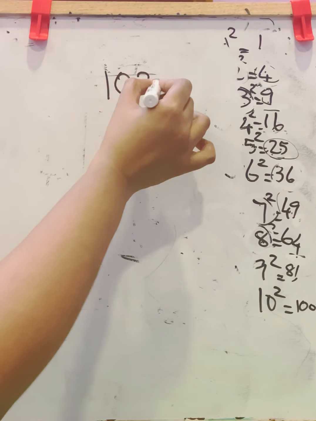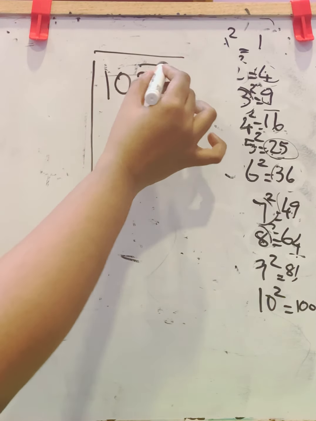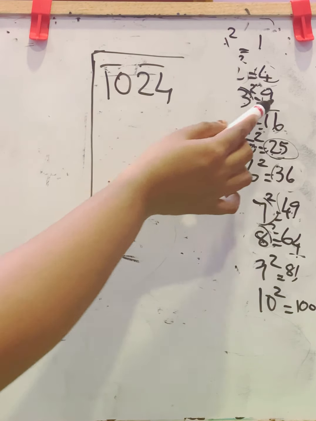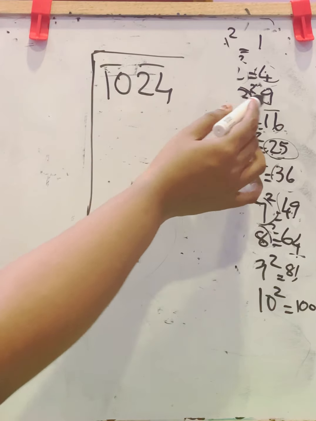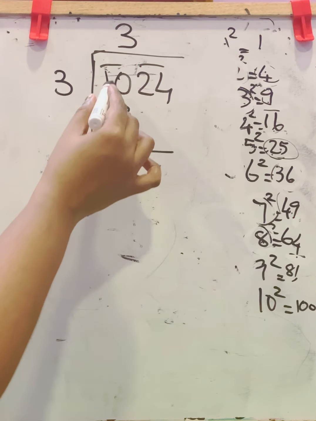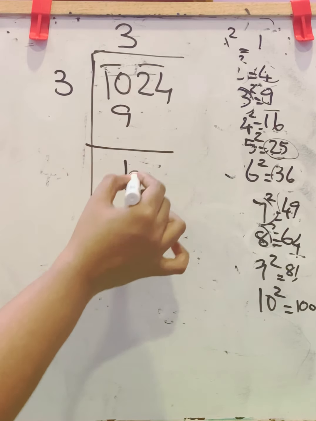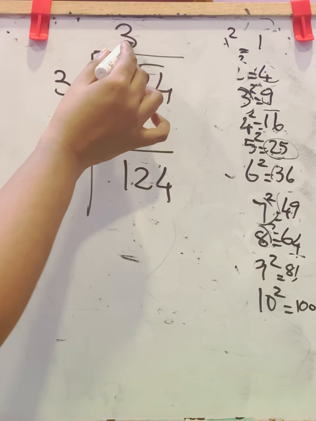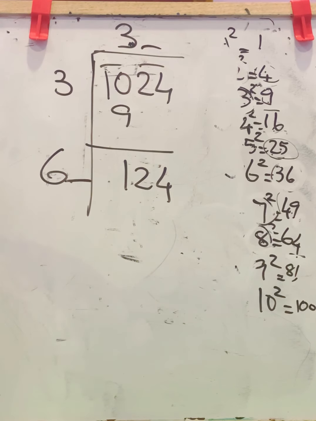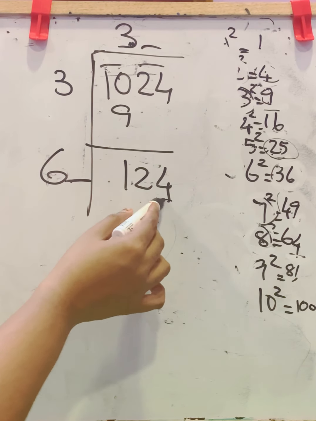Next, 1024. Pair it. 10 lies between 9 and 16 and the smallest perfect square is 9. 9 means 3 square. So write here 3 3s are 9. Balance 1. Carry down this 24. Now double this number. 3 2s are 6. Here dash. Here also dash. Now it ends with the digit 4.